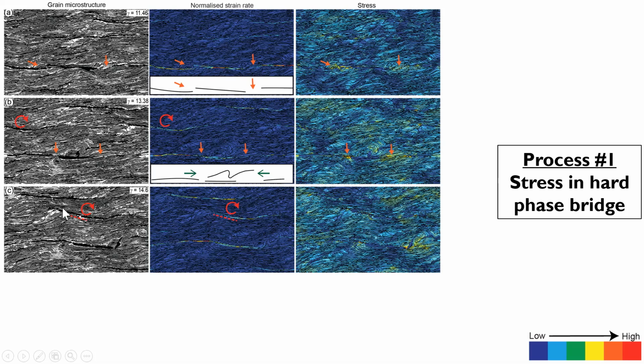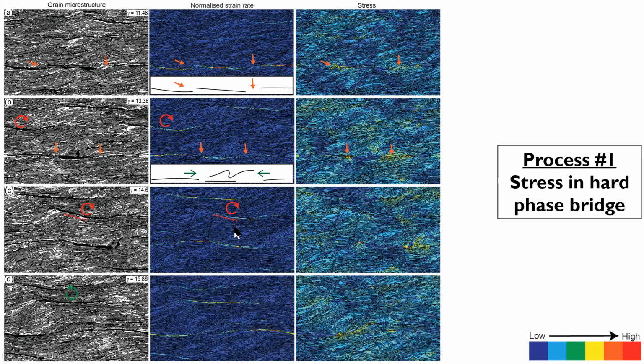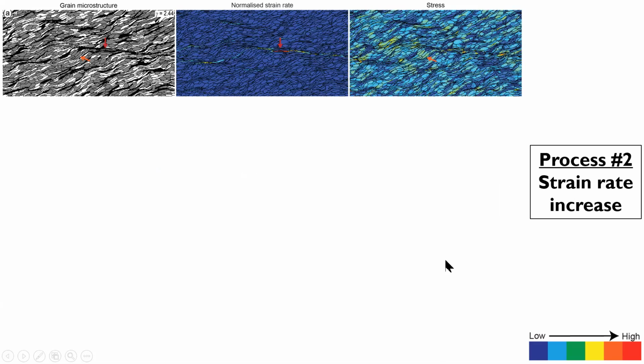This layer of weak phase here is rotated forwards, and then it later rotates backwards as well. So with forward rotation and then back rotation, between these steps of the model. The second process that can form C-prime shear bands in the models is when there's a strain rate increase.